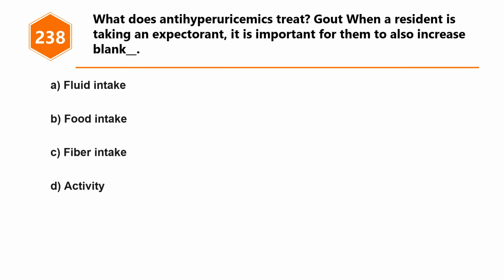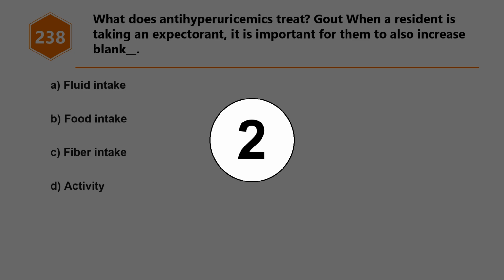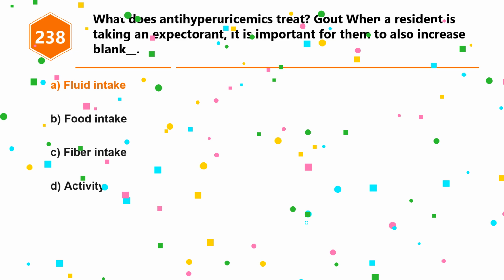Question 238. What do antihyperuricemics treat? Gout. When a resident is taking an expectorant, it is important for them to also increase blank. Option A, fluid intake. Option B, food intake. Option C, fiber intake. Option D, activity. The correct answer is option A, fluid intake.